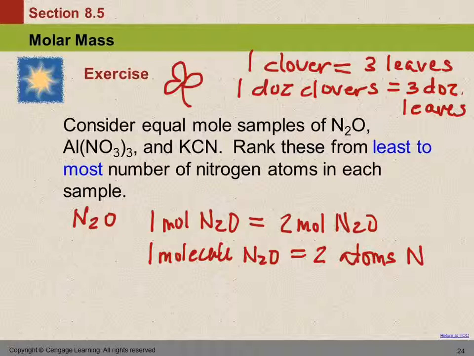If I had a ream, which is 500, of clovers, how many reams of clover leaves would I have? 3. If I had 1,000,000 clovers, how many million leaves would I have? 3 million. These are all counting units. If I had a mole of clovers, how many moles of clover leaves would I have? 3. Do you see that? I'm getting very, very blank stares.